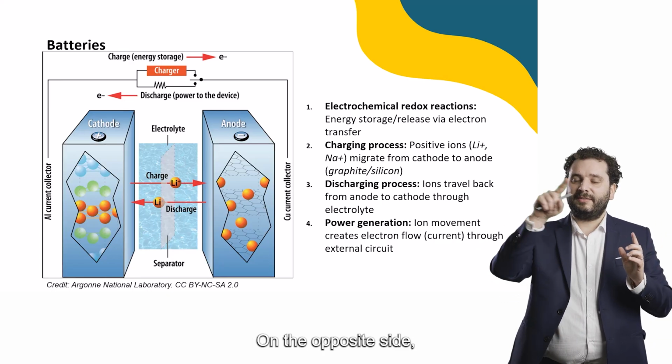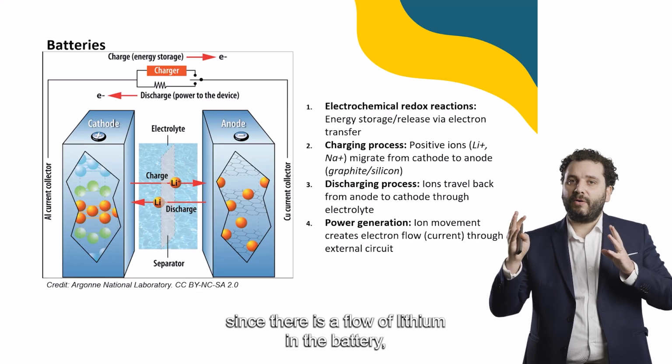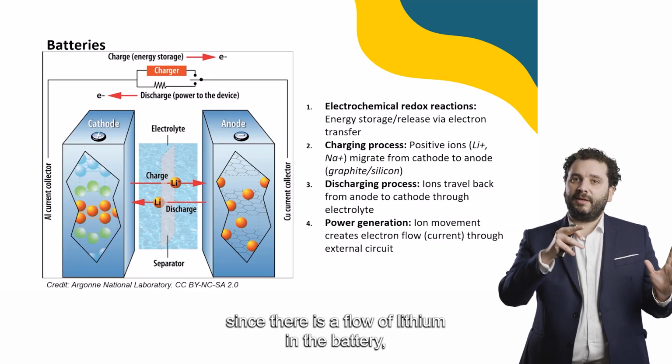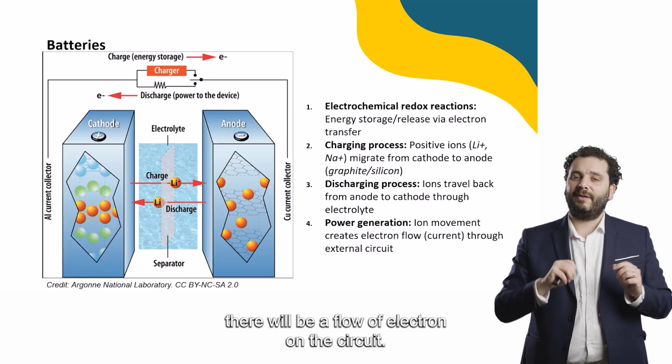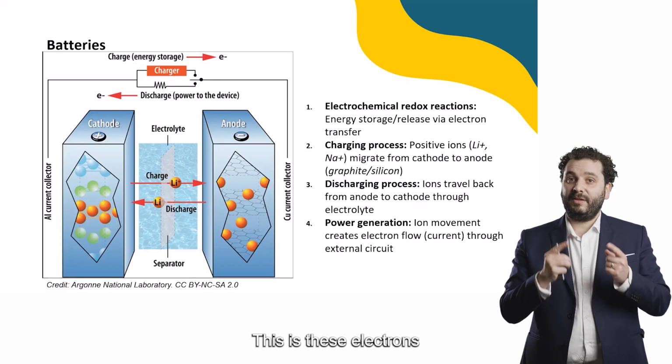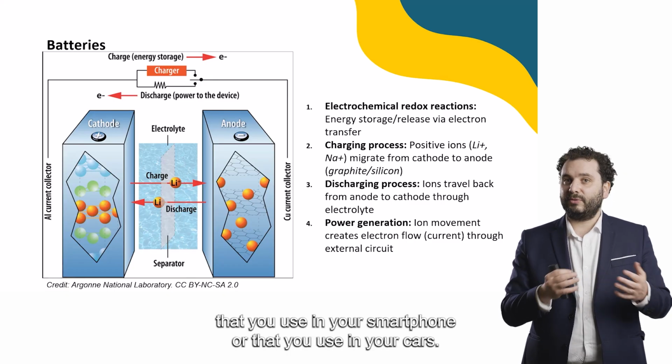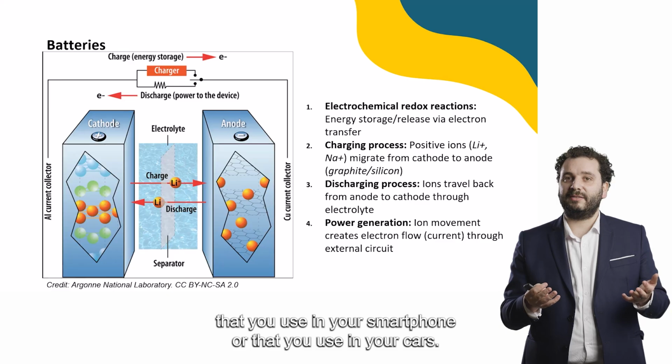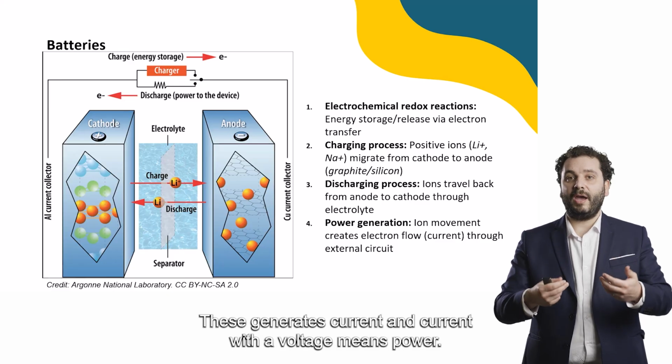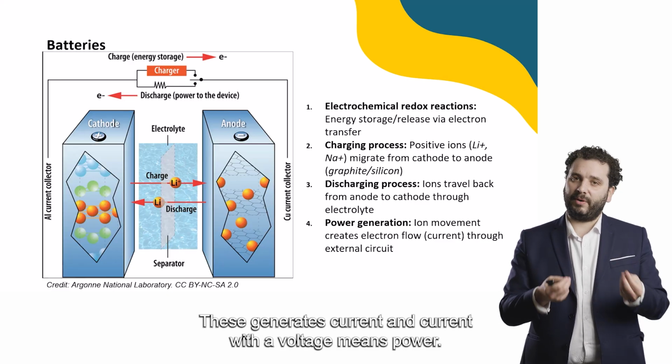On the opposite side, since there is a flow of lithium in the battery, there will be a flow of electrons on the circuit. These are the electrons that you use in your smartphone or in your cars. This generates current, and current with a voltage means power.